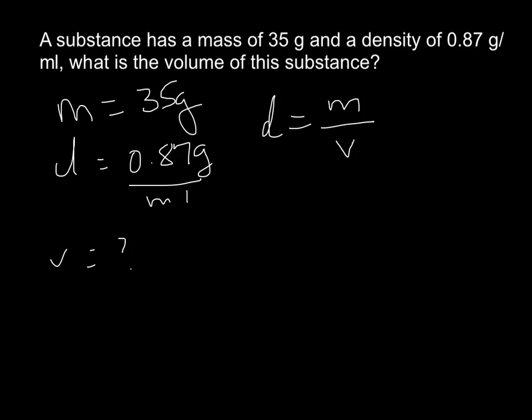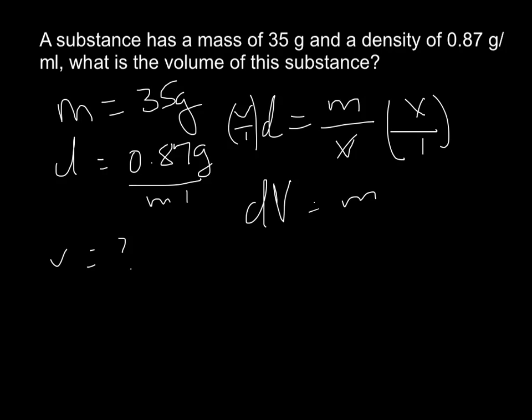So the first thing I would do is multiply both sides by the volume, volume over 1. So density times volume equals the mass, because we had the volume canceling there. Now we want to get the volume by itself, so if we divide both sides by the density, we get volume equals the mass divided by the density. There we go. Now it's going to be easy sailing from here.